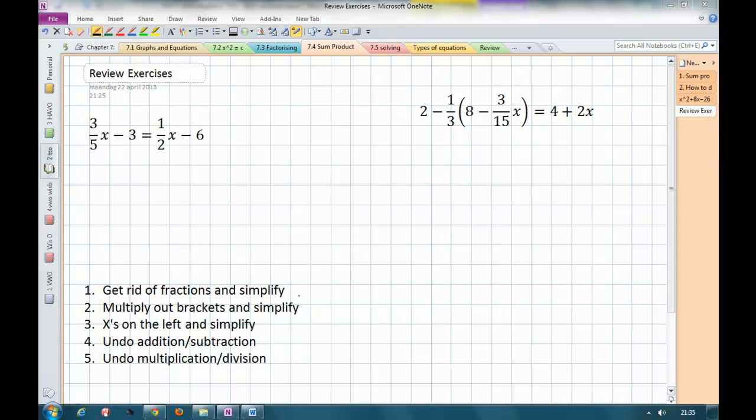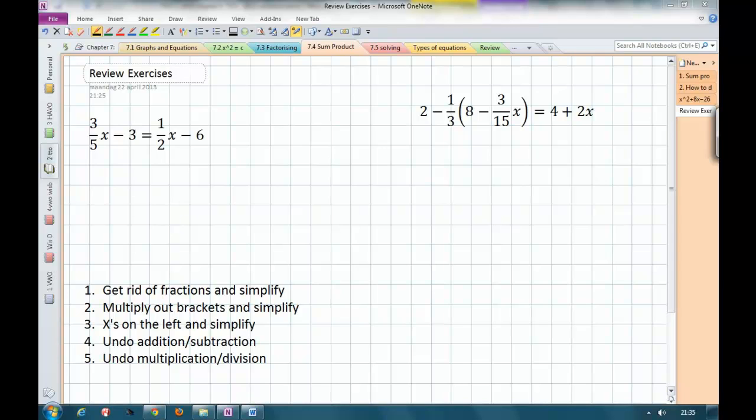After that, every time try to simplify. Then undo the addition or subtraction. We undo the multiplication and division. So as I do these, I will be performing these steps and at the same time kind of highlighting where students tend to make mistakes. So get rid of fractions and simplify.